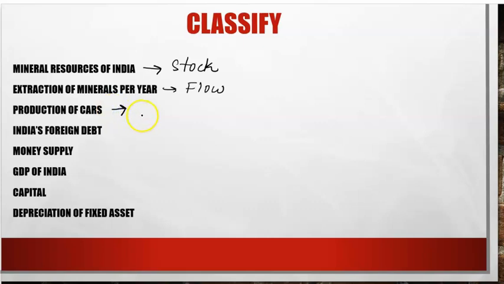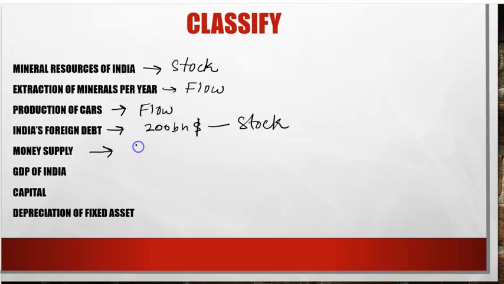Production of cars is a flow. Because production of car goes on per year, per month. Cars in the factory right now, cars that are ready in the factory right now, is stock, but production of cars is a flow. India's foreign debt, yes, it can be measured at a point of time. Say India's foreign debt is $200 billion, which we can tell you right now, so it is a stock.